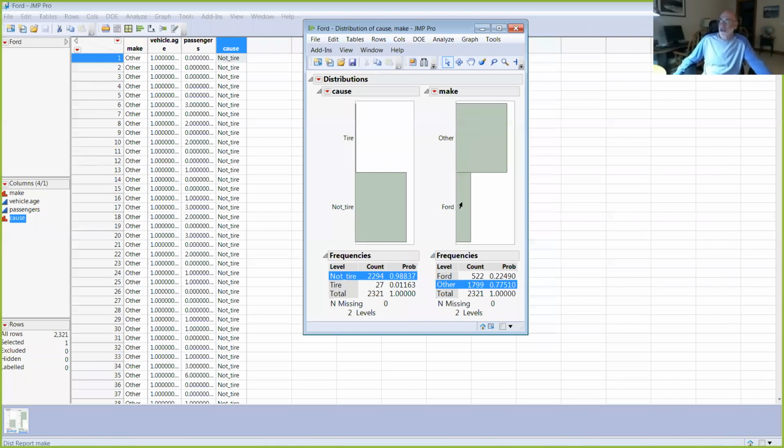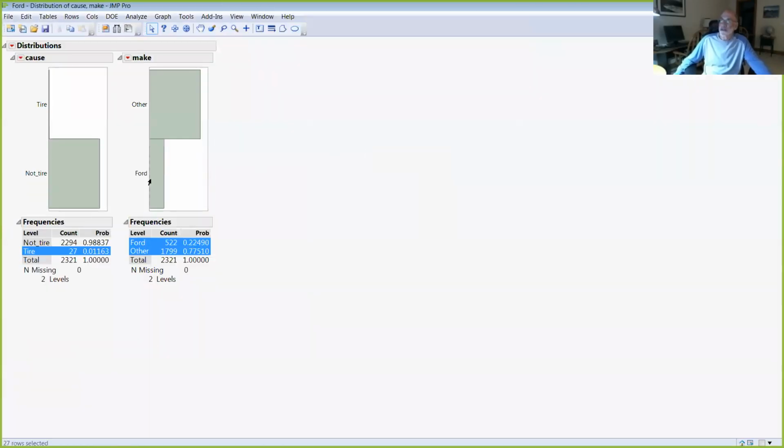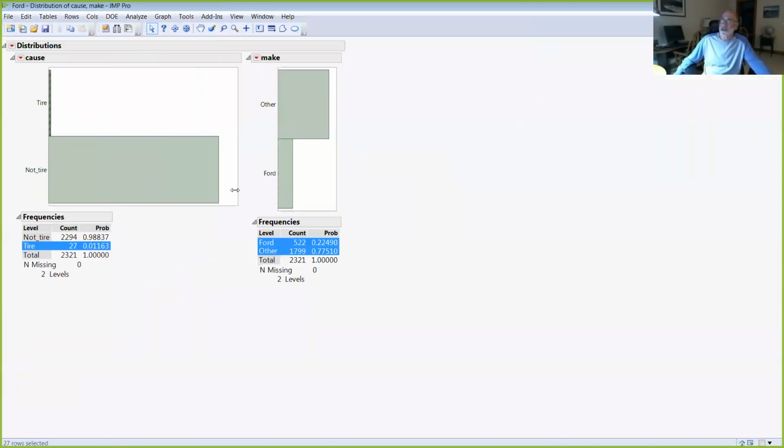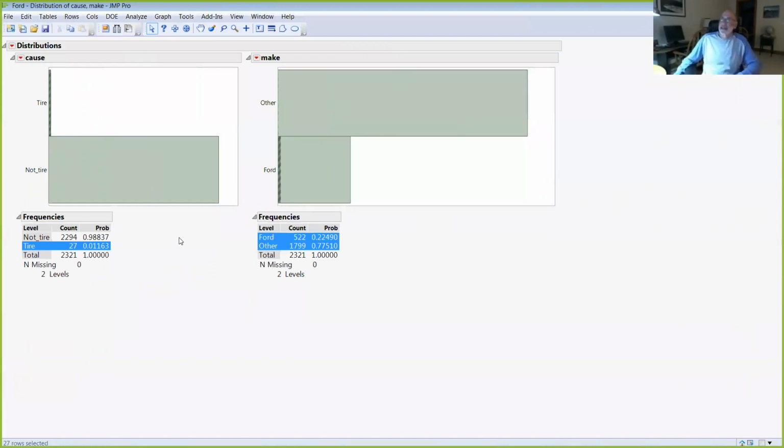And you will notice that if you click on Fords, most of them were not tire-related. What happens if we just focus on the tire-related? I have to probably make this a little bit bigger. Now you start to see something tire-related, which is a very small sliver. There is a little bit of a sliver here in the other. You can almost make it out, but notice how many of them were Fords. There does seem to be some kind of relationship here.